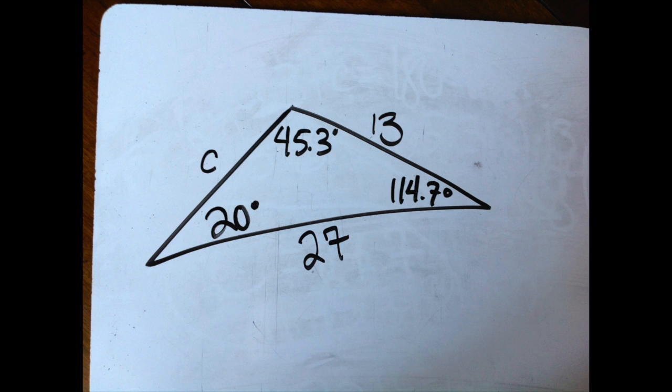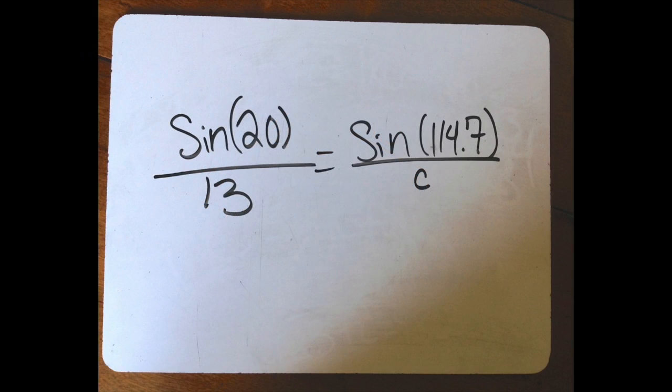Now we know all of our angle measurements and only have one missing side length, which we can easily solve for using the law of sines. Just like before, we create one complete fraction where 100% of the information is known, sine of 20 over 13, and set that equal to sine of 114.7 over side C, because that is 50% of the known information and is an incomplete fraction. Just like before, the angles and side measurements must be directly opposite from each other in order for this to work.